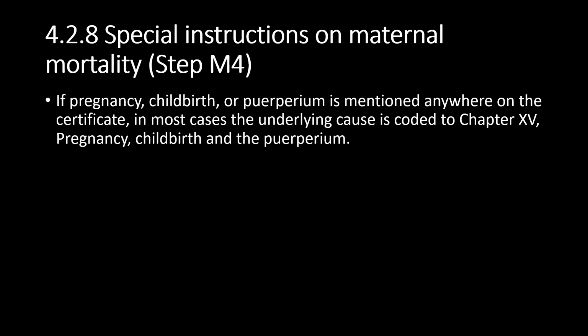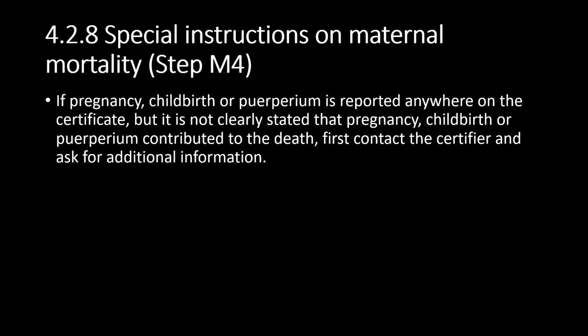If pregnancy, childbirth, or puerperium is mentioned anywhere on the certificate, in most cases, the underlying cause is coded to Chapter 15, pregnancy, childbirth, and the puerperium. If pregnancy, childbirth, or puerperium is reported anywhere on the certificate, but it is not clearly stated that it contributed to the death, first contact the certifier and ask for additional information.